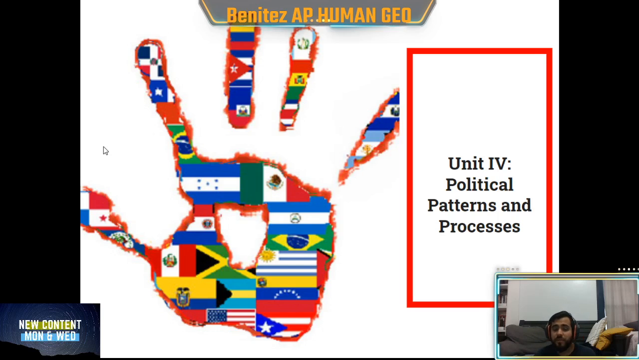This week, we're going to be covering Unit 4. Unit 4 is all about political boundaries and political geography. So we're going to figure out what it means to be a political entity, and how and why they are formed.